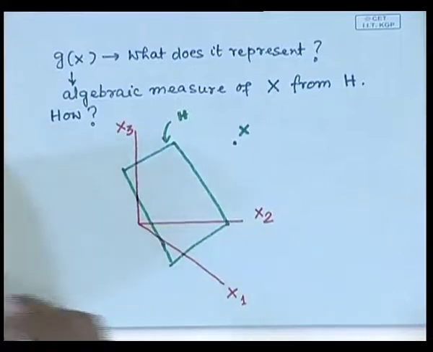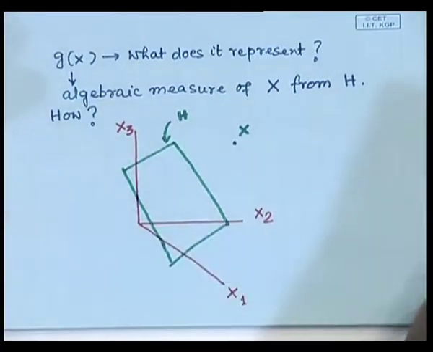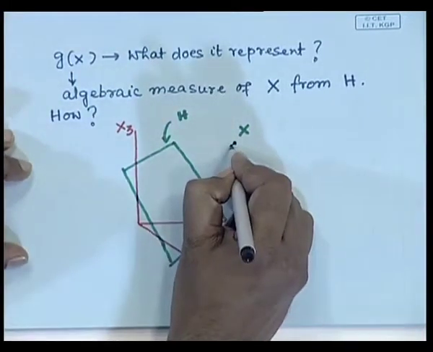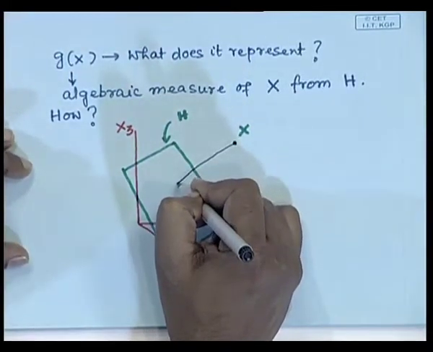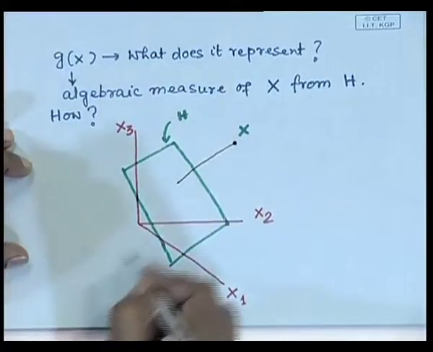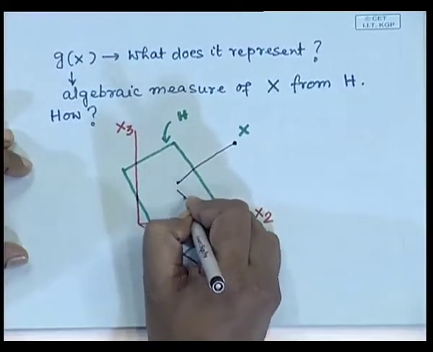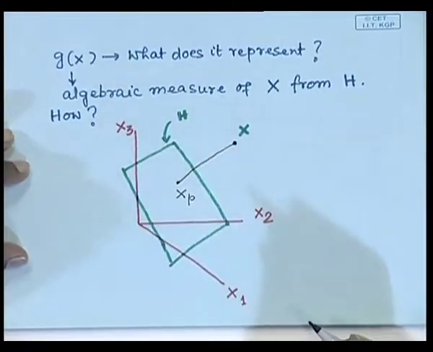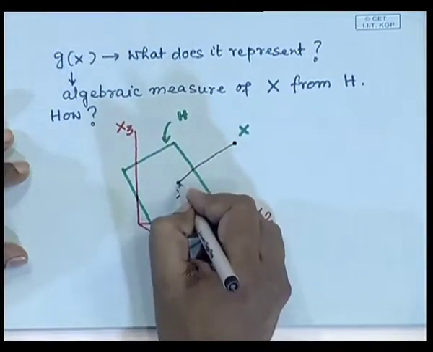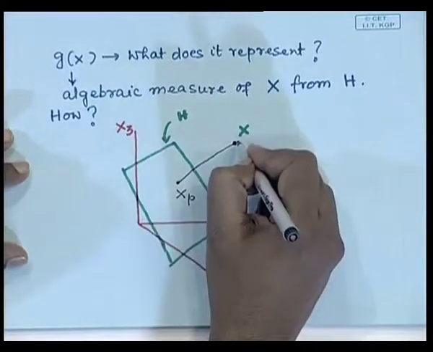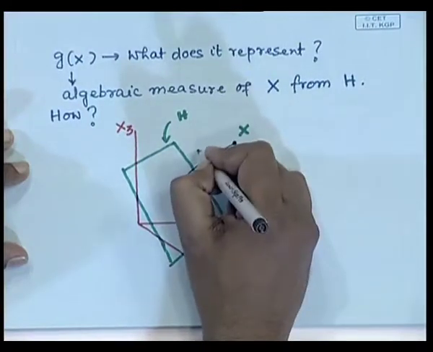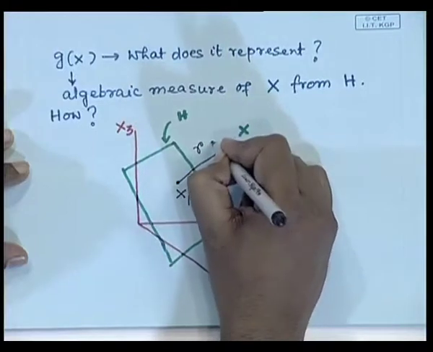Okay. And when I take this point x over here, let me drop a perpendicular from this point x onto the hyperplane. And let me assume that x p represents the foot of the perpendicular on this hyperplane. Okay. And suppose the distance between x p and x, the length of this vector joining x p and x, is given by say r.